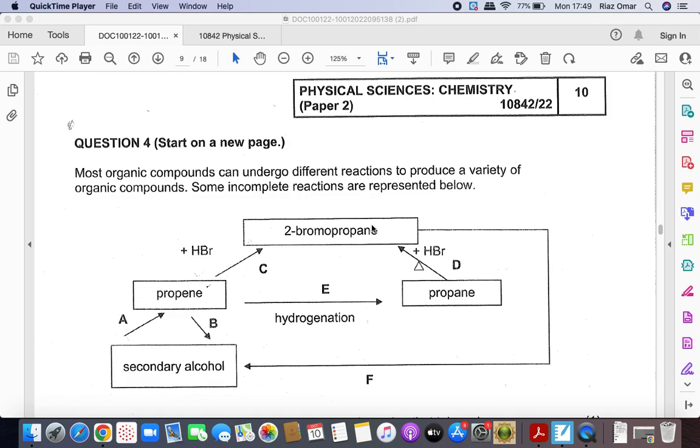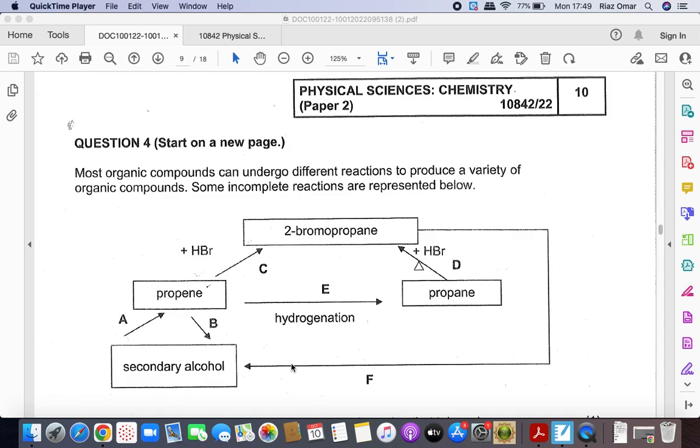Then you can see basically the bromine is added to the propene. You've got hydrogenation, and then the bromopropane becoming an alcohol. So the bromine is removed and the OH is put in there. So just some idea. You should look at the diagram and make a little bit of sense of what you can before looking at the questions.